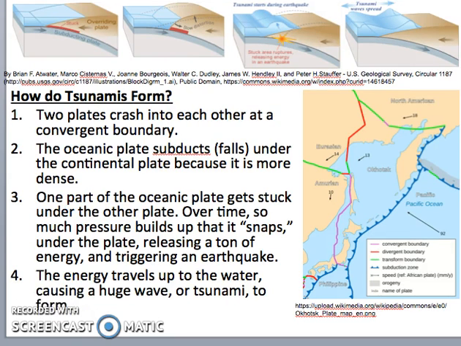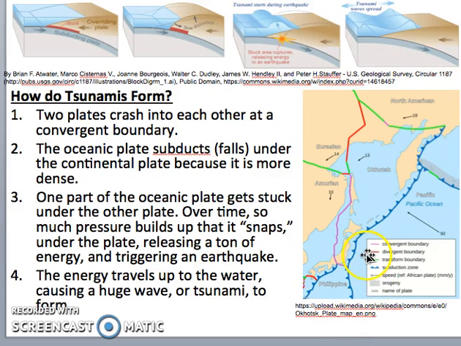Last but not least, let's talk about how tsunamis form. Tsunamis form at convergent boundaries. Usually it's an oceanic plate that's subducting under the continental plate, again, because it's more dense. And what happens is, instead of the oceanic plate riding down smoothly, a part of it gets stuck. And as more and more pressure builds in this stuck area, at some point it's going to snap and buckle. And when it does, one, it releases an earthquake here, and two, the water above it is also going to form this gigantic wave, and that's when it causes a tsunami, a humongous wave.